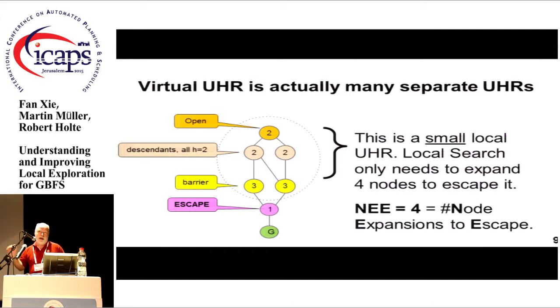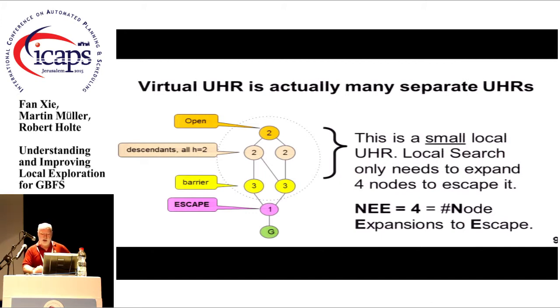So a key acronym that you need to get used to in this talk, and I only have 7 minutes left, but for these next 7 minutes you need to understand what an NEE is. In this example, I told you we need to expand 4 nodes in order to escape this local UHR. And so that means that this UHR has an NEE of 4. And we associate that with the node on the open list. So the node at the top of this picture, we would say that node had an NEE of 4.